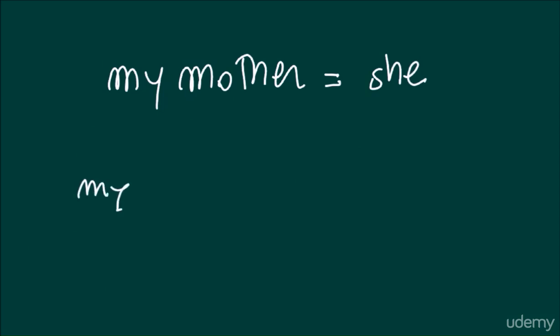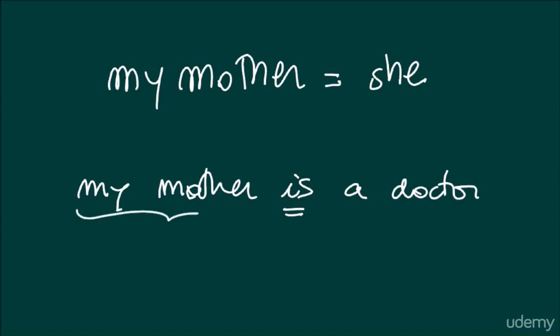Then, if we have to create a sentence with my mother as the subject, we say, my mother is a doctor. As you can see, we use is for the verb to be, because the verb to be with the person she goes with is.